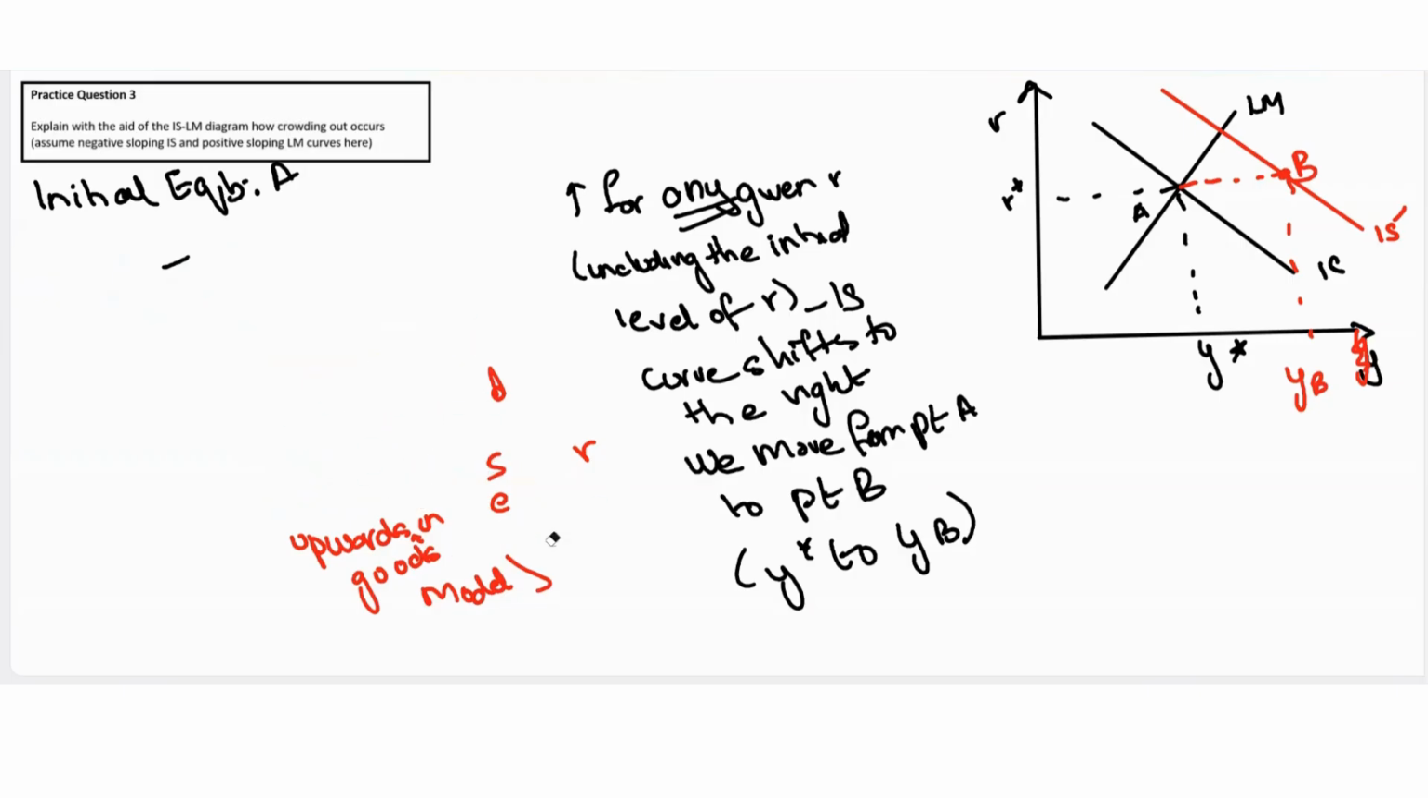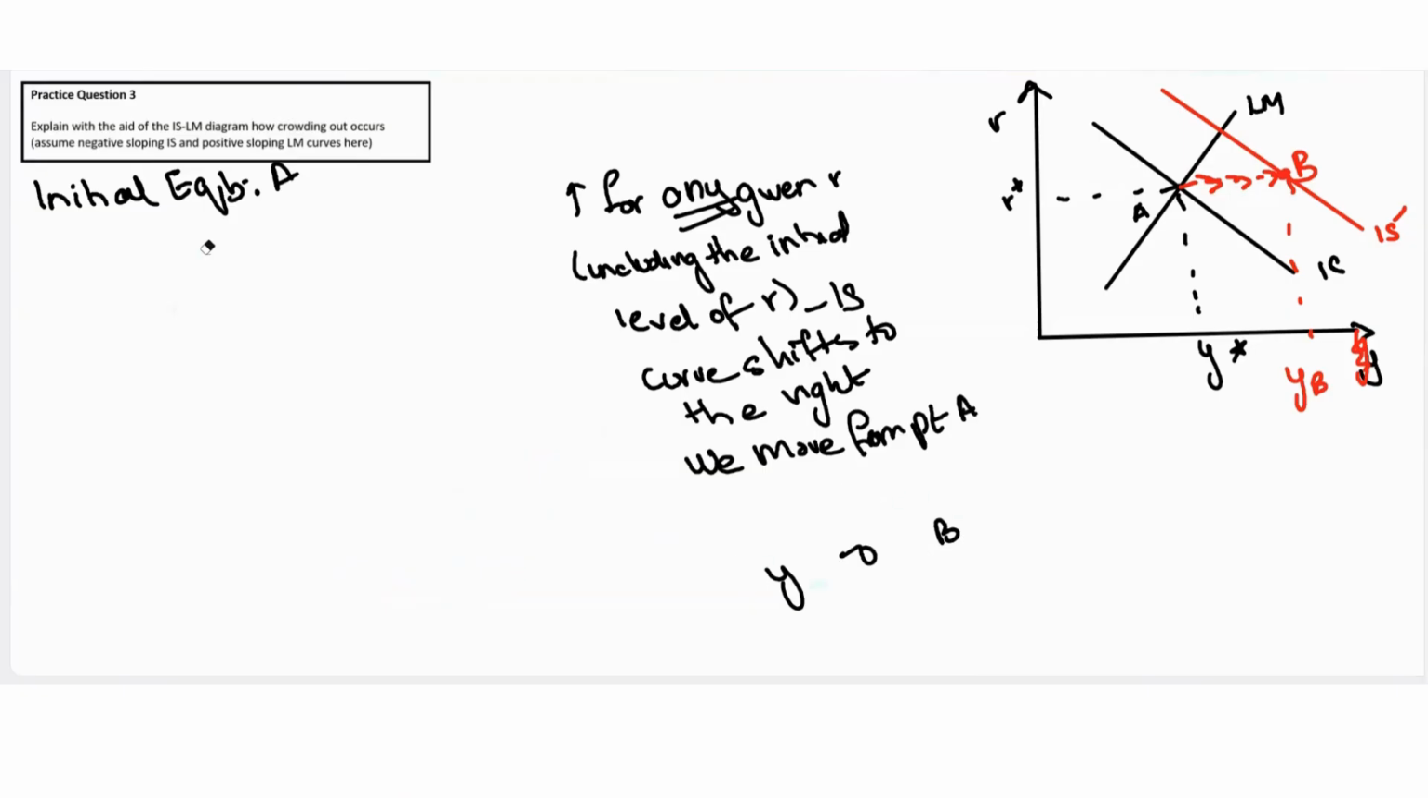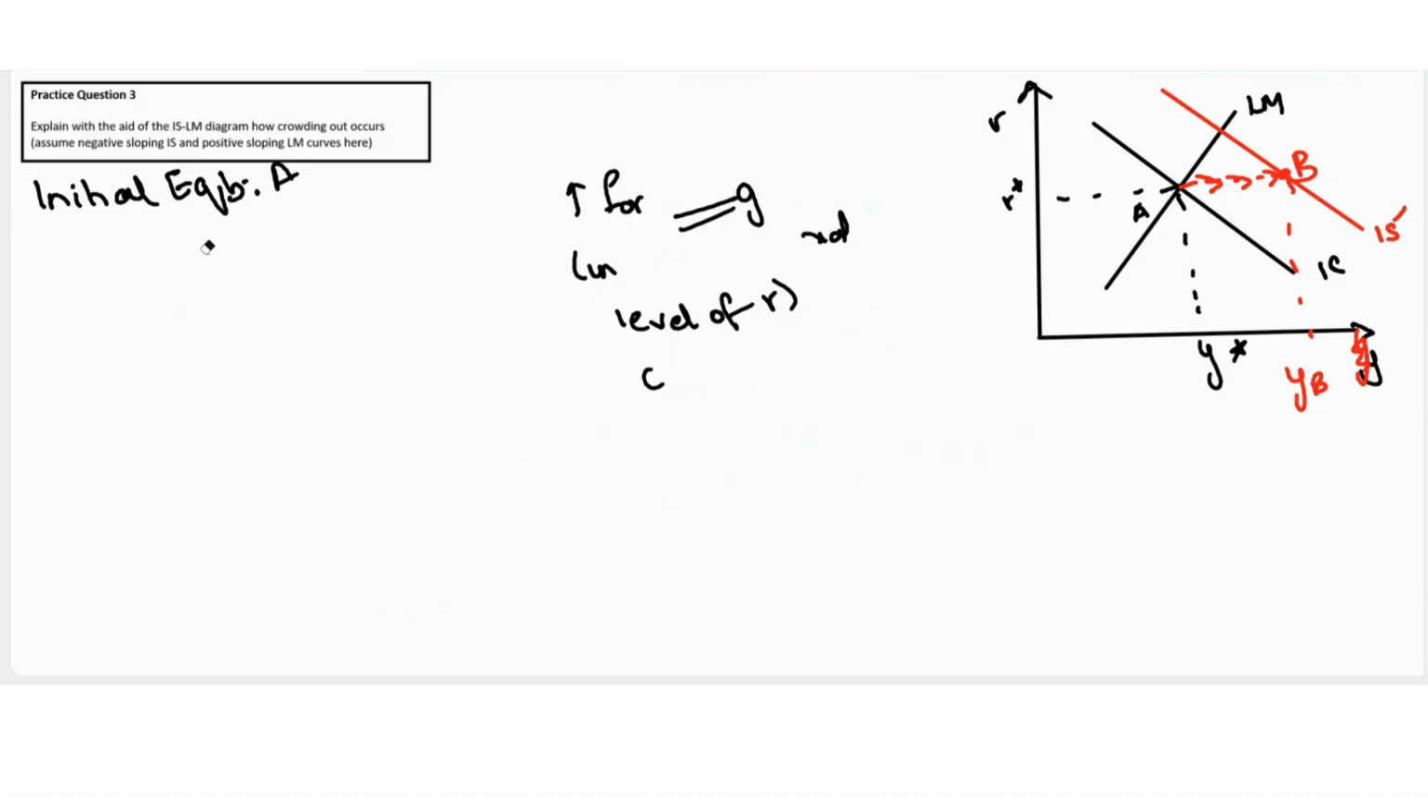So we move from point A to point B. Let's just make those arrows. So we're moving from point A to point B. Now let's see what happens next. Keep in mind, eventually our goal is to show how the increase in G translates into the crowding out effect. So we'll look at that. We're looking at it in full detail to understand all of the steps.